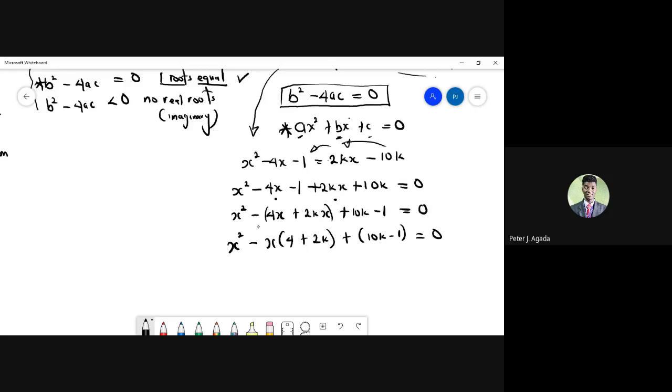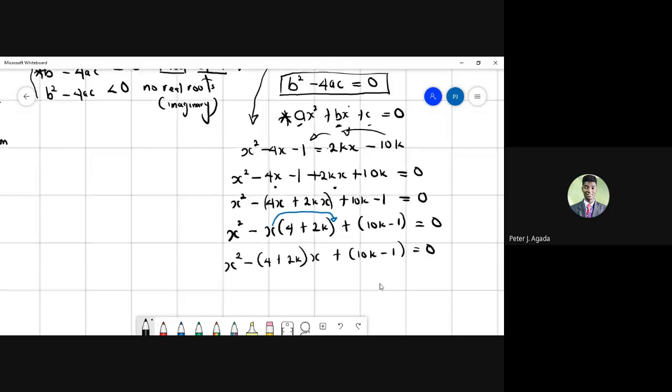This equation can further be written as, if you follow closely, I'm just going to take this x to the back here. It's the same thing, I'm just rearranging this equation. So I'll just remove this so it can be clean. Maybe I'll just use a different color, driving this guy here to the back. So we can have my x squared minus my 4 plus 2k, having my x now at the back, which is the same as this one here, plus my 10k minus 1 is equal to 0.